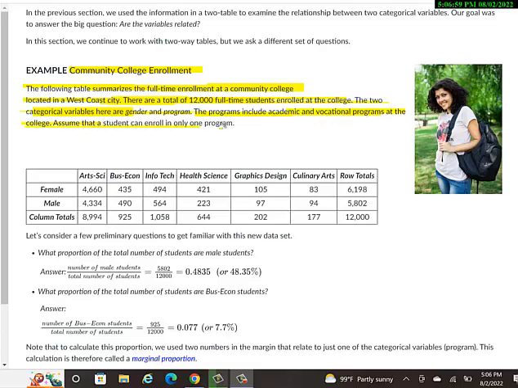Assume that a student can enroll in only one program. So it's just these students have already chosen the one program they want. They're not enrolled in multiple ones, or they're not undecided. They've all decided what program they want to use.